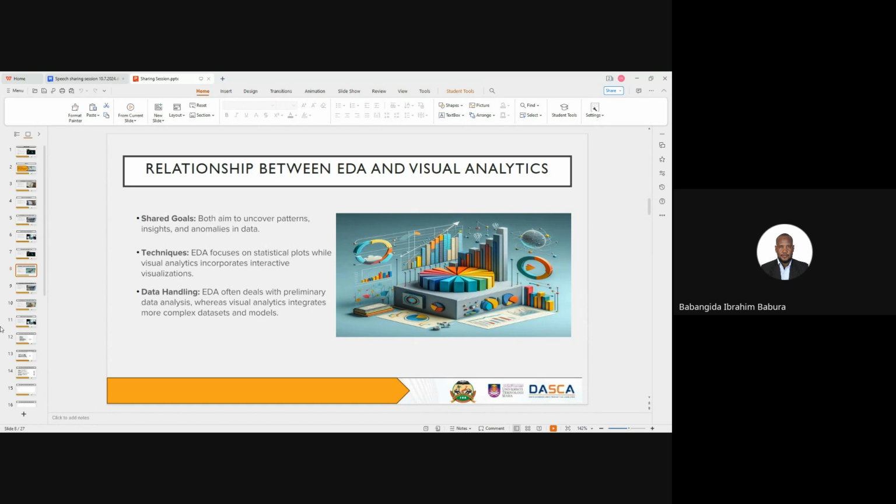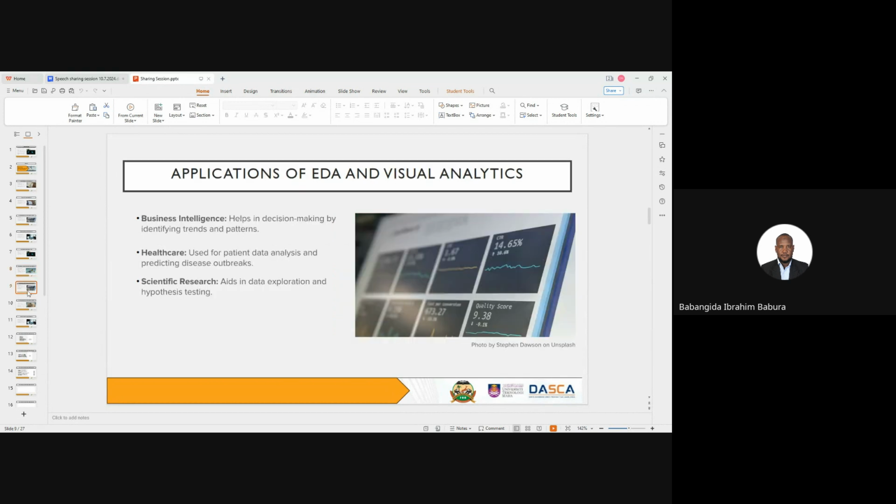Let's look also at the applications of EDA and visual analytics. In the next slide, first is business intelligence, which helps in decision making by identifying trends and patterns. In healthcare, it is used for patient data analysis and predicting disease outbreaks. Then in scientific research, it aids in data exploration and hypothesis testing. So these are some of the areas, but I think it's far beyond this. We just made a selection.